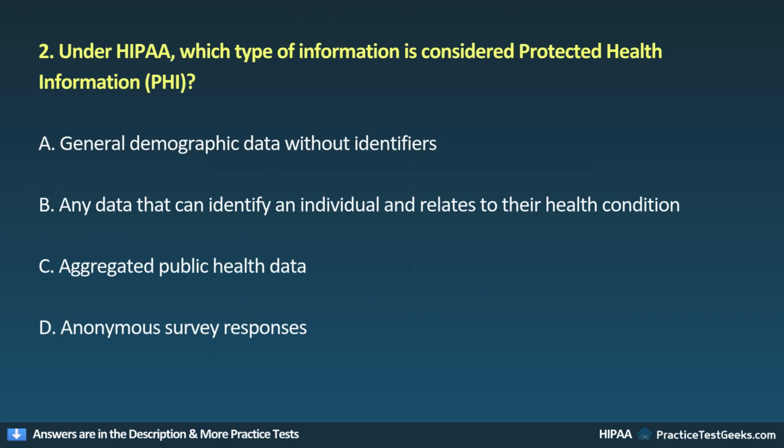2. Under HIPAA, which type of information is considered protected health information? A. General demographic data without identifiers. B. Any data that can identify an individual and relates to their health condition. C. Aggregated public health data. D. Anonymous survey responses.